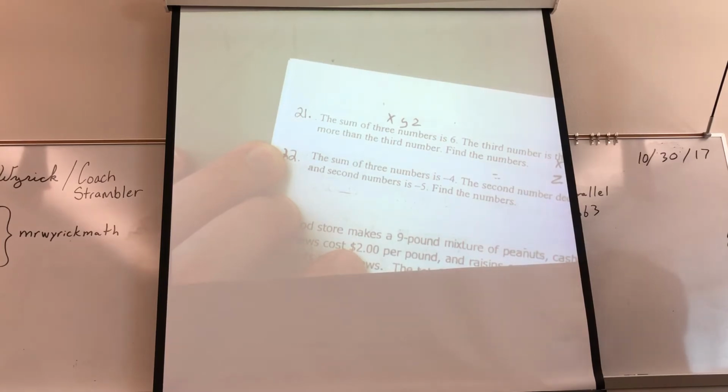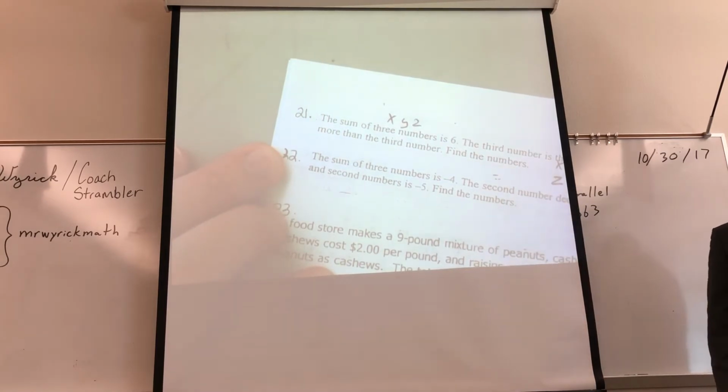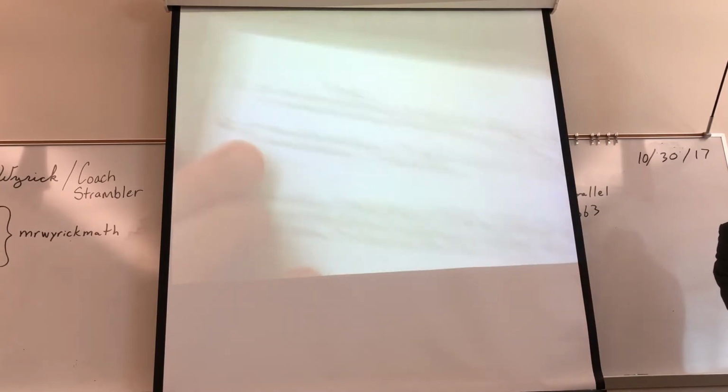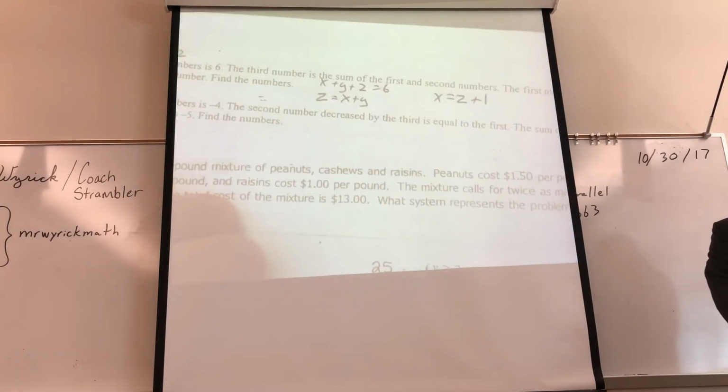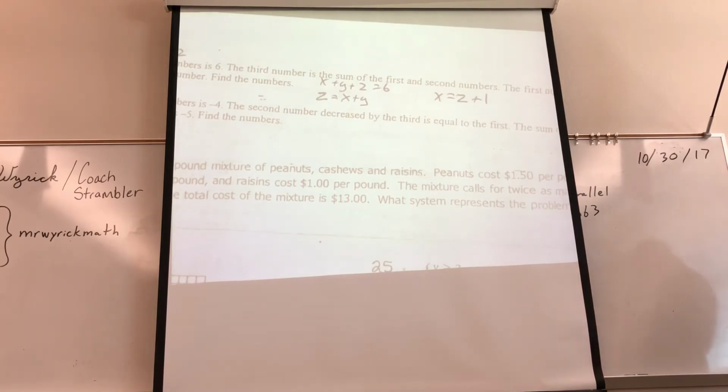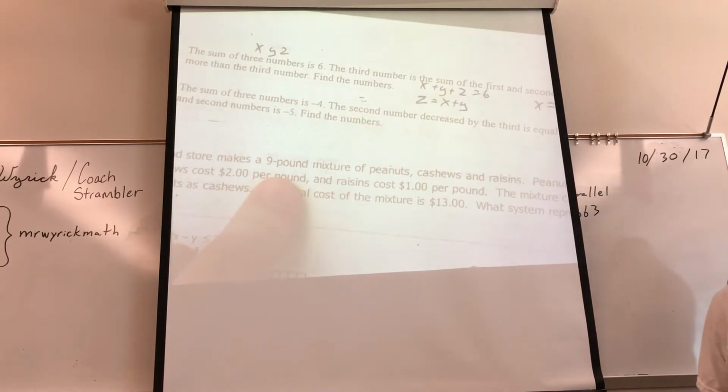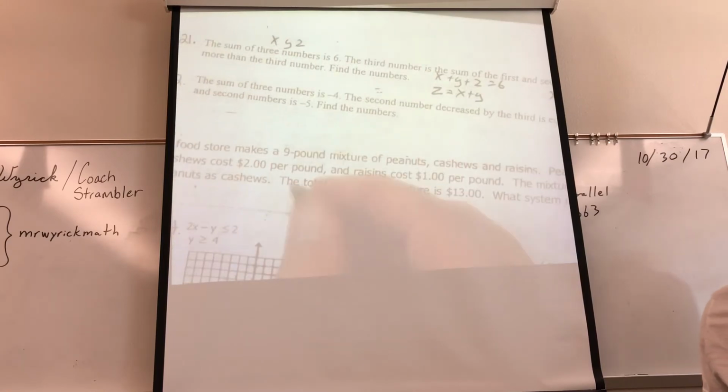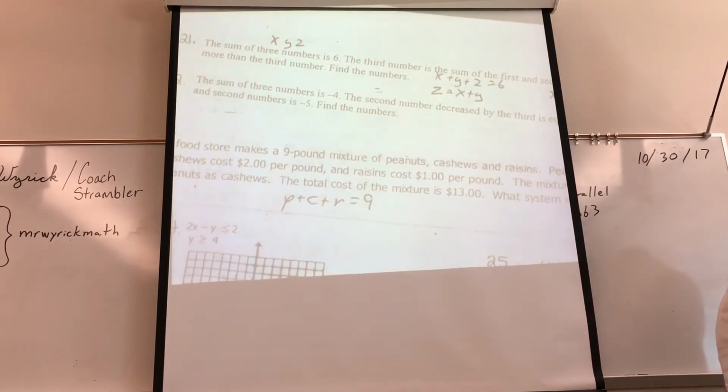Find the numbers. Again, you'd be able to sub this value in for x, and then between z and y, you'd be able to find out an answer there once you put all 3 of those equations together. Same thing with number 22. With number 23, there's 3 equations there. If it's a 9-pound mixture, then it's peanuts plus cashews plus raisins is equal to 9 pounds.